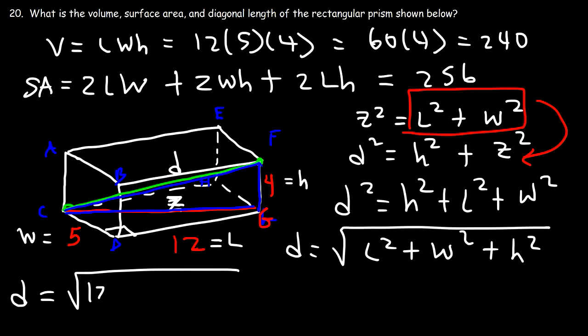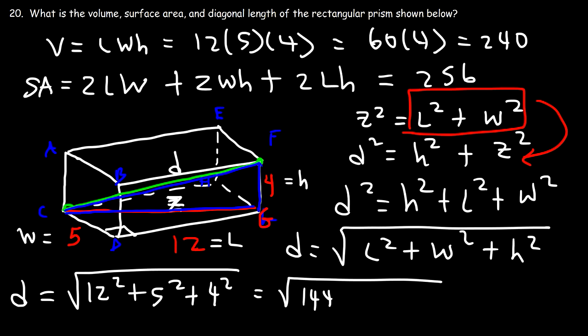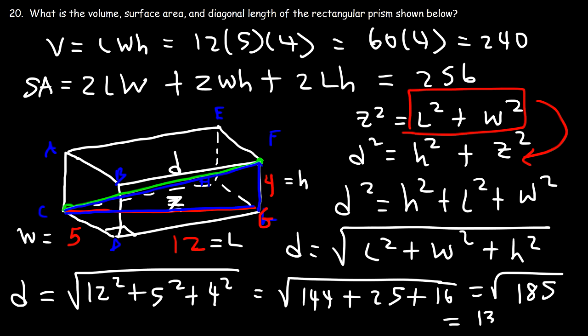So let's plug in. L is 12, W is 5, H is 4. 12 squared is 144, 5 squared is 25, and 4 squared is 16. Now 144 plus 16, that's 160, and 160 plus 25 is 185. So we have the square root of 185, which we cannot simplify, but as a decimal that's about 13.6 if you round it to the nearest tenth. So that's the answer. That's the diagonal length of the rectangular prism.